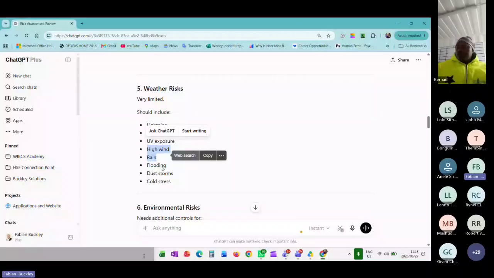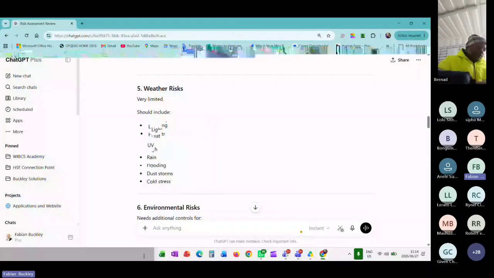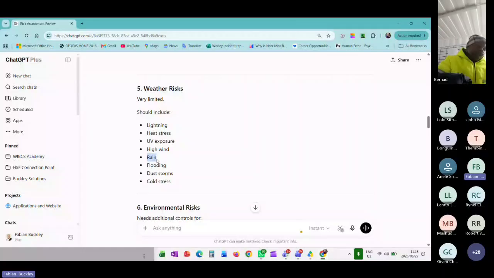Okay, so weather risks are also there. Lightning is a hazard. Heat stress is a hazard. UV exposure is a hazard. That's your high heat, okay, or temperature. Then you have high wind, also under pressure. Okay, rain. You have wet conditions. You have people possibly getting sick, slippery conditions created from it. Then you have flooding, dust storms, etc.